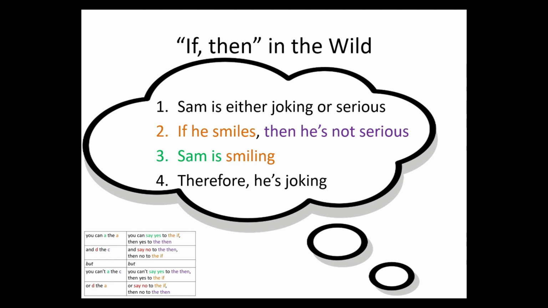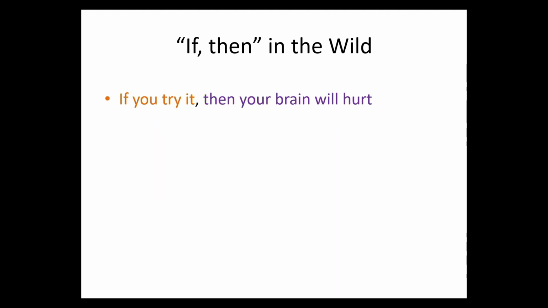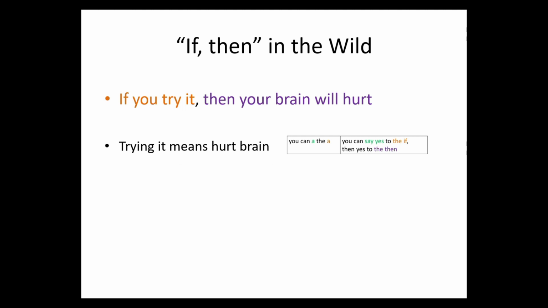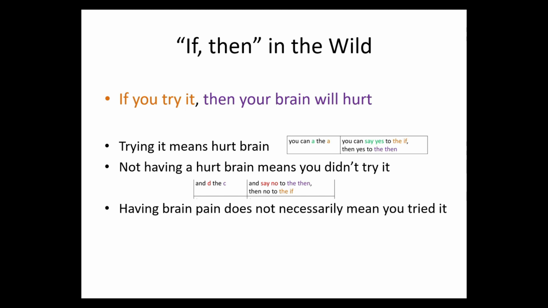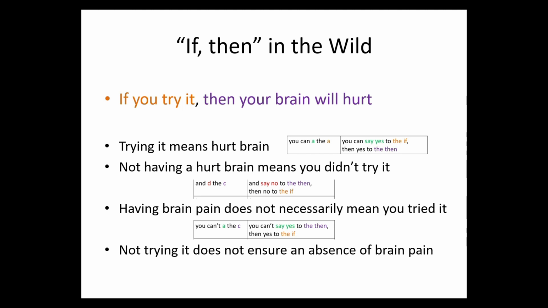If you try it, then your brain will hurt. That's an if-then statement we've just encountered in the wild. If you try it, then your brain will hurt. Trying it means hurt brain. So you can affirm the antecedent. Not having a hurt brain means you didn't try it. Well, good, yeah, because if you had tried it, then your brain would hurt. So if your brain doesn't hurt, then you didn't try it. All right, it's denying the consequent. But having brain pain does not necessarily mean that you tried it. That would be affirming the consequent, and not trying it doesn't ensure an absence of brain pain. Because we're not saying that diagramming a compound syllogism is the only thing that can give you brain pain. That would be denying the antecedent.